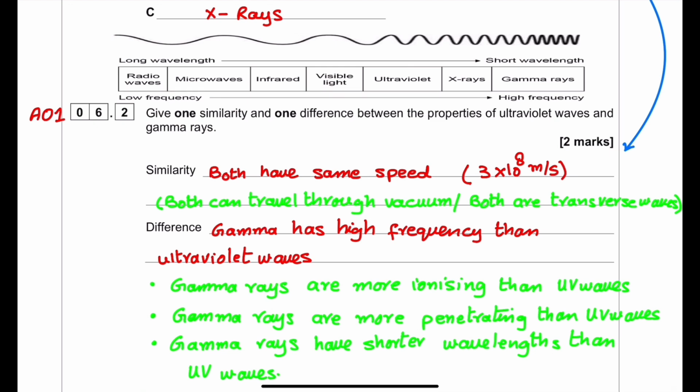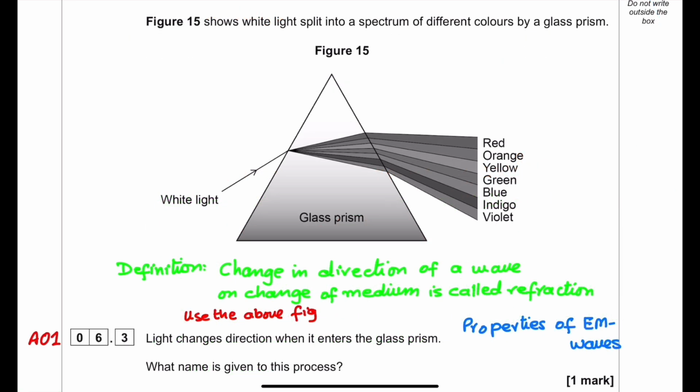Gamma rays have shorter wavelength than the ultraviolet waves. You can see here the size of the wave is shorter as compared to the size of the wave in ultraviolet radiation. Figure number 15 shows a white light splits into the spectrum of different colors by a glass prism. You can see here a white light is entering into the prism and it splits up into different colors.